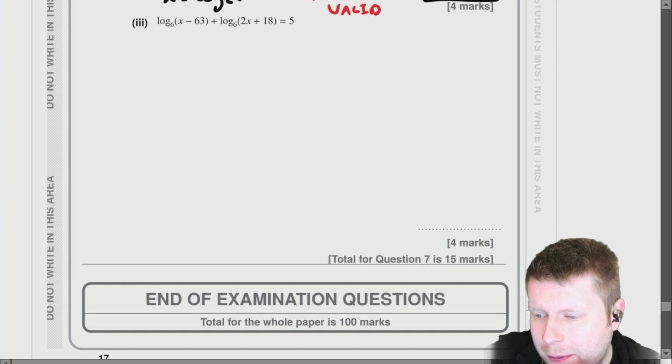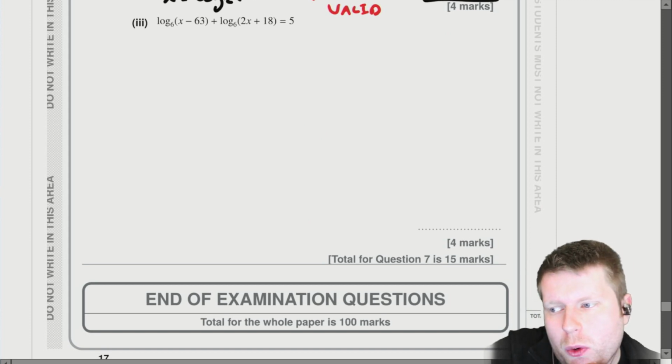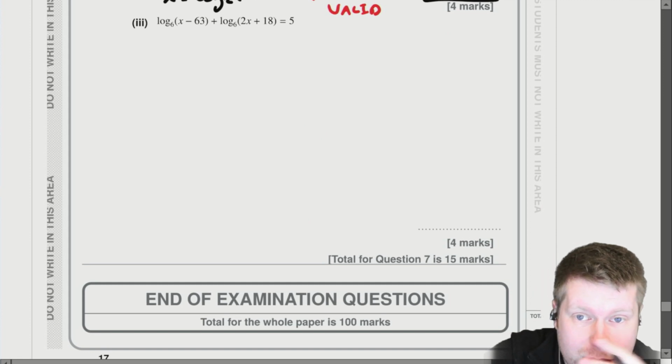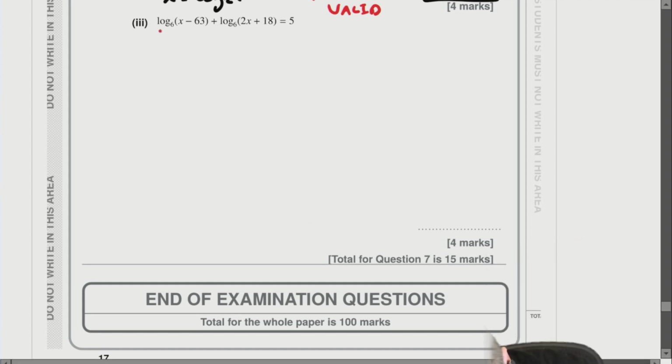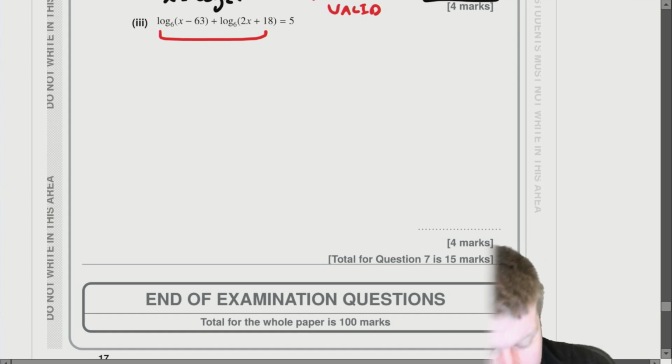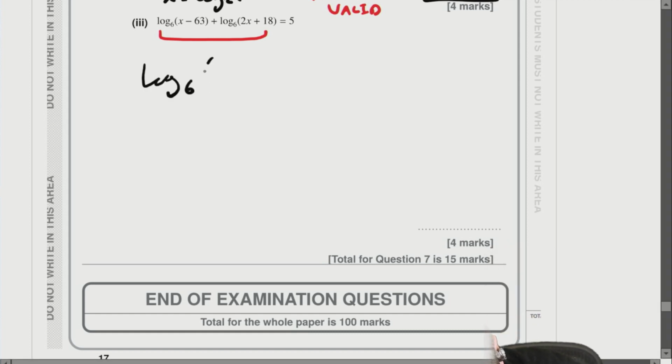And then the last question on the paper. We're currently an hour and a half in, so it's more than enough time to do these questions in the time given. We need to solve this logarithmic equation. First of all, you realise on the left-hand side, you've got 2 logs being added together, so therefore you can multiply inside the arguments. So we'll have log to the base 6 of x minus 63 times 2x plus 18.